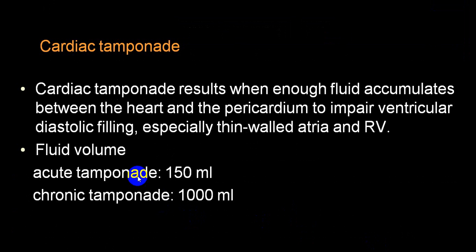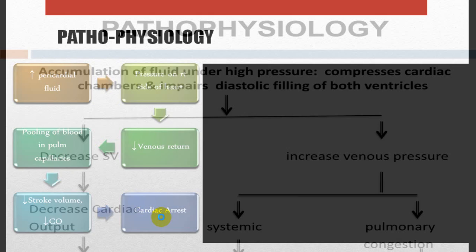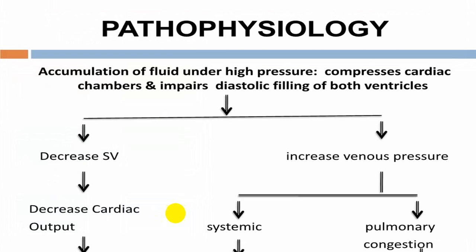So in acute cardiac tamponade, even 150 ml can end up. In chronic cardiac tamponade, more than 1000 ml will end up with cardiac tamponade. So increase in pericardial fluid, increased pressure on the right side of the heart, decreased venous return, pooling of the blood in the pulmonary capillary, decreased stroke volume, decreased cardiac output, and person goes into a shock stage. Even sometime person can go into what we call as cardiac arrest. When it is acute, it will go into cardiac arrest very soon.